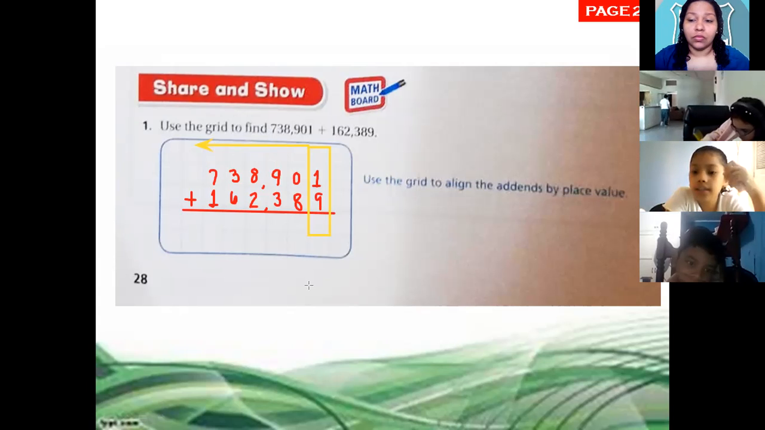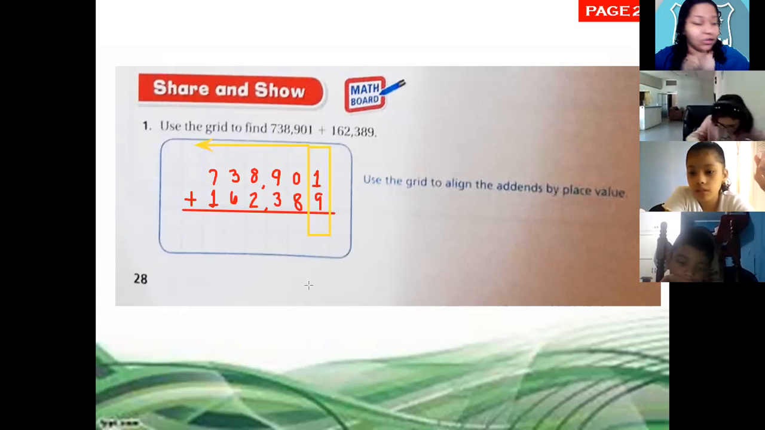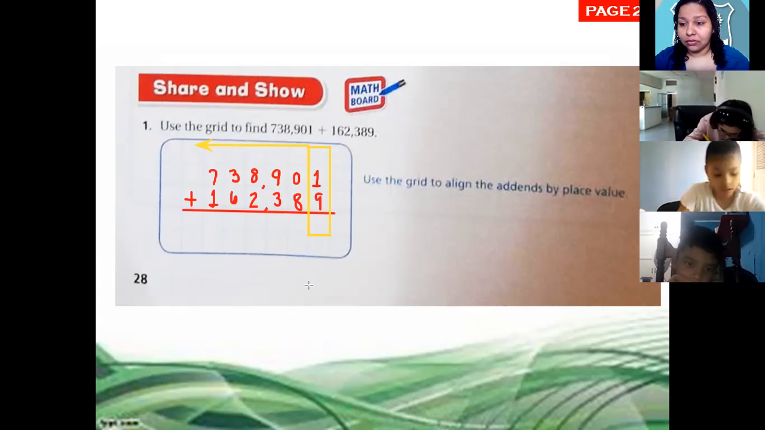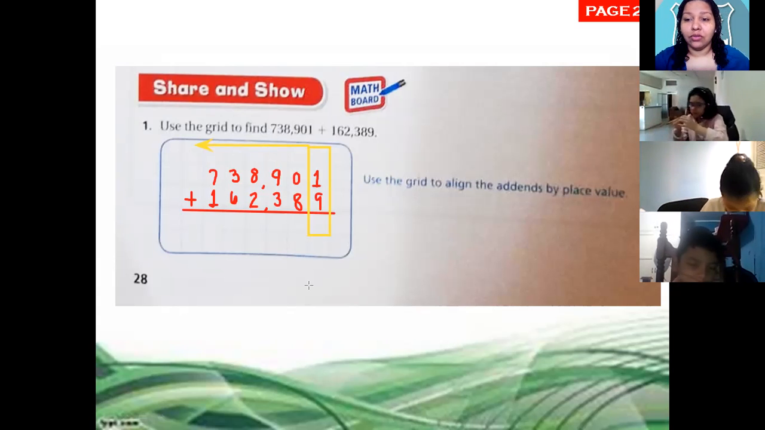Do we do the plus in the page, the addition? No, you have to do it by yourself, the addition. Yes. You have to do it by yourself in your notebook. Sorry, in your book.